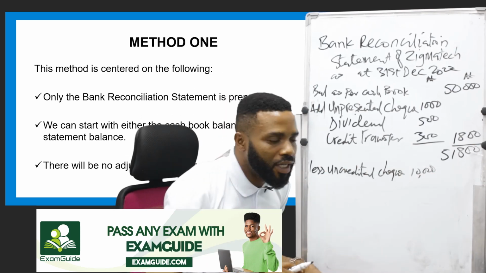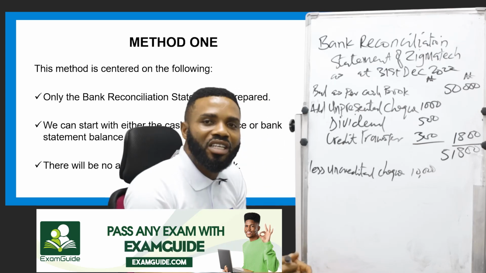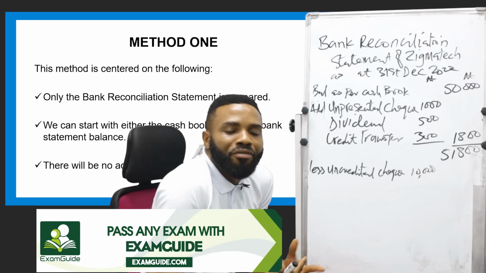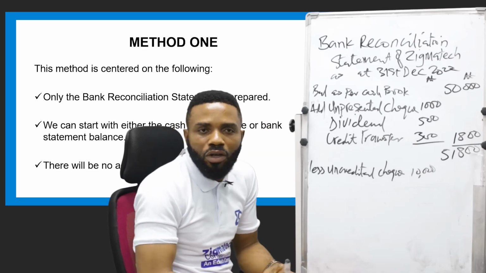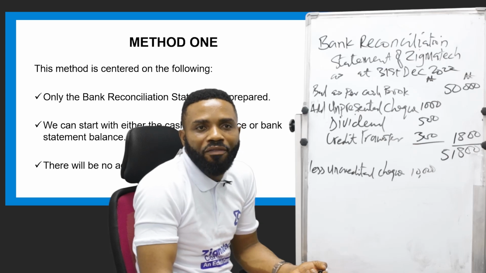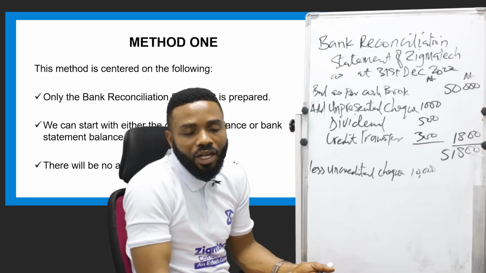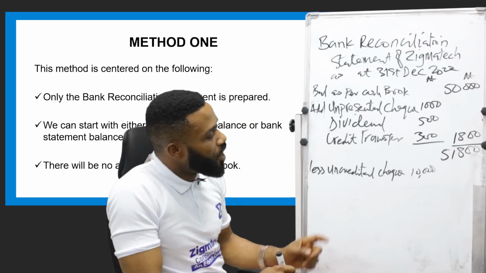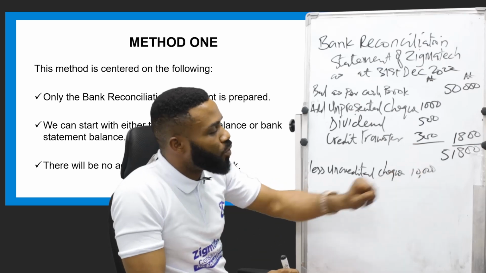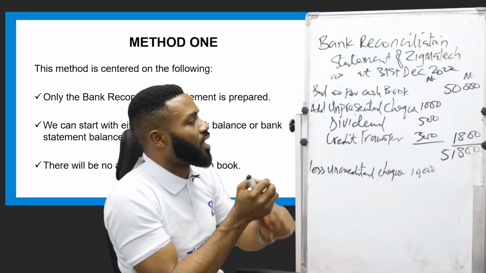Uncredited check. This is a transaction check that you have received. Your customer has actually given you this check. You have received this money. You have added this money to your cash book, but maybe you have taken it to the bank, but the cashier has not added it to your bank account. So at this point, you will see that your cash book will be higher than your bank account. So to reconcile it, you are going to subtract it.